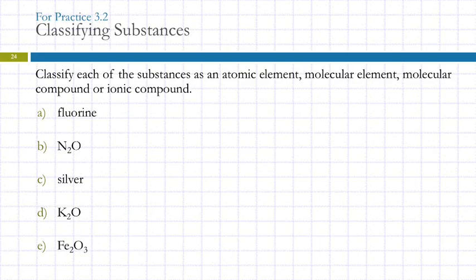So, classifying substances. We're going to learn how to name these substances. And the first step is to be able to identify what category they belong to. So we need to identify these as atomic elements, molecular compounds, or ionic compounds. So let's look at this first one. We're given the name, fluorine. Is that a compound or an element? It's an element.